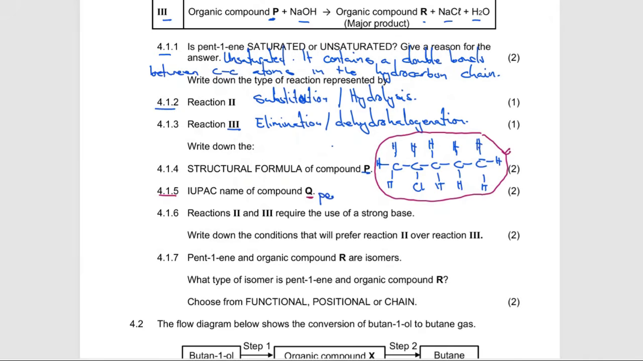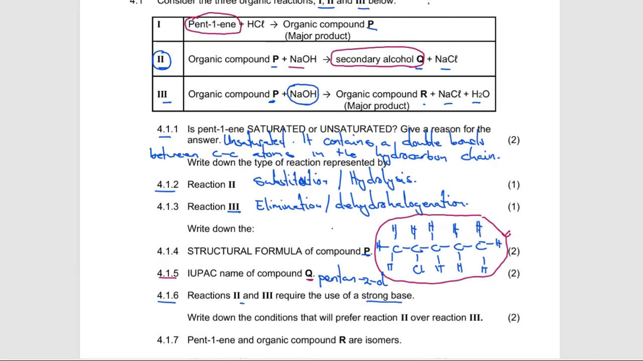So it means now we're going to have pentane. For it to be a secondary alcohol, what do we need there? It's going to be 2-ol, like that. So our IUPAC name is going to be pentan-2-ol. Then moving on, it says here, reaction 2 and 3 require the use of a strong base. So we're using a strong base there, which is our sodium hydroxide, NaOH, for reaction 2. And if you also look at reaction 3 there, we also have a strong base, sodium hydroxide.